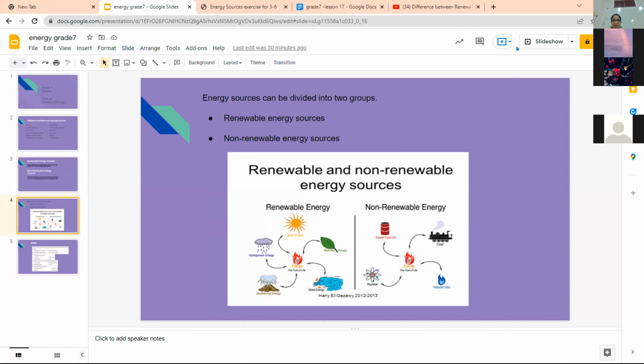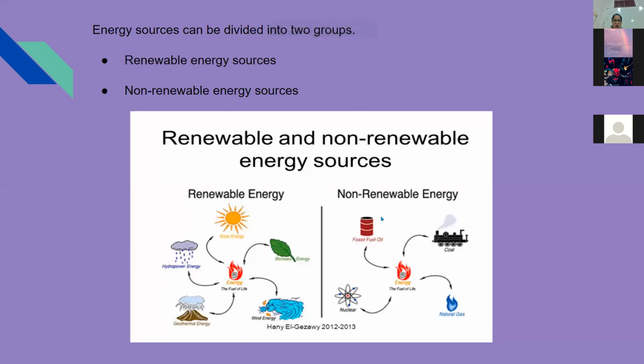Energy sources can be divided into two groups. You know what the groups are? Renewable and non-renewable energy. So can you please name these energy types? Petroleum is a fossil fuel, yes. These are non-renewable energy sources. Very good. Now tell me, can you name these things?